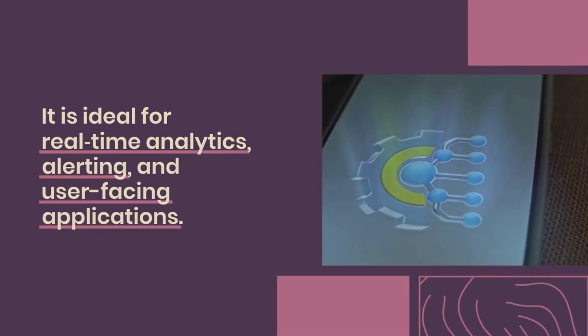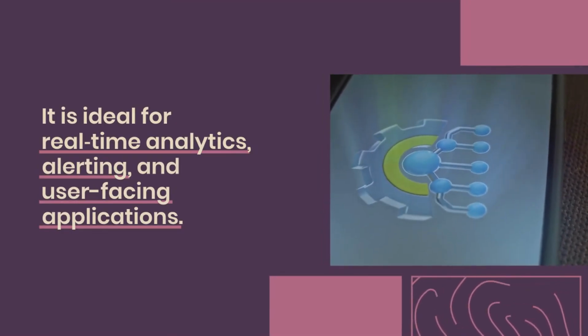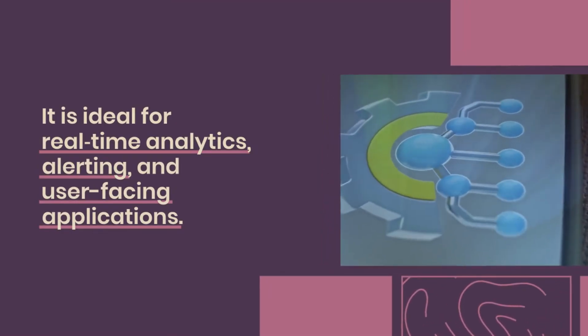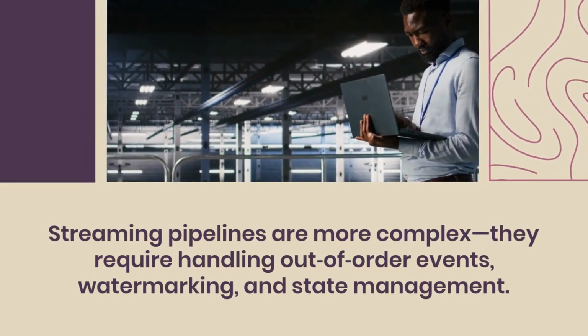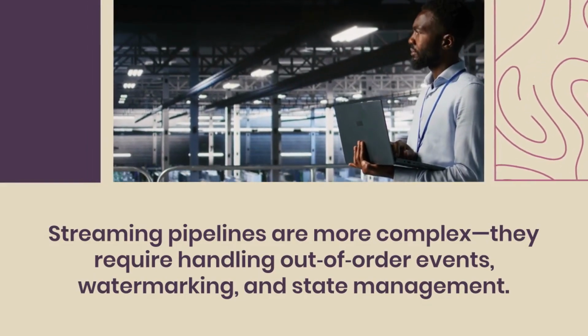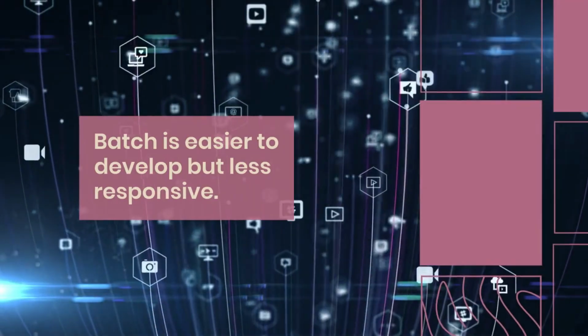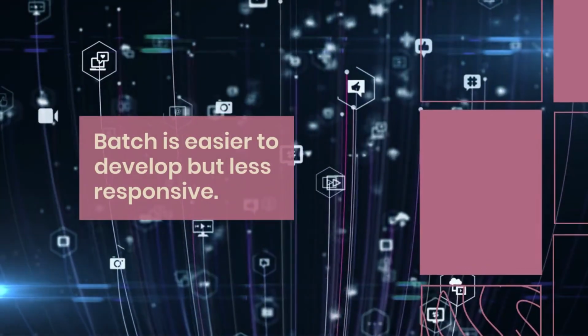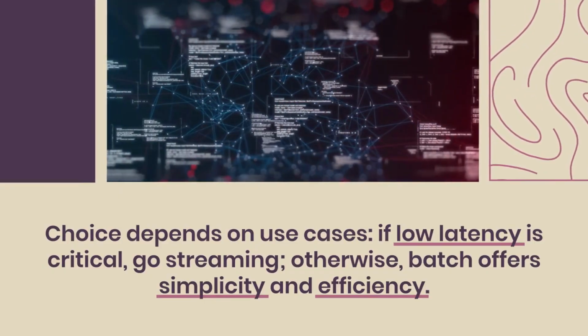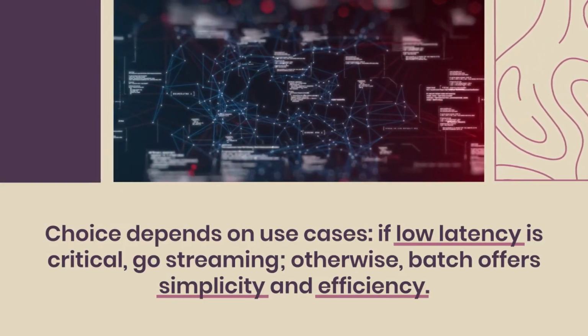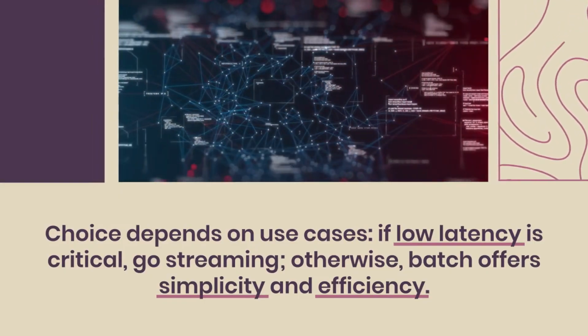It is ideal for real-time analytics, alerting, and user-facing applications. Streaming pipelines are more complex. They require handling out-of-order events, watermarking, and state management. Batch is easier to develop but less responsive. Choice depends on use cases. If low latency is critical, go streaming. Otherwise, batch offers simplicity and efficiency.